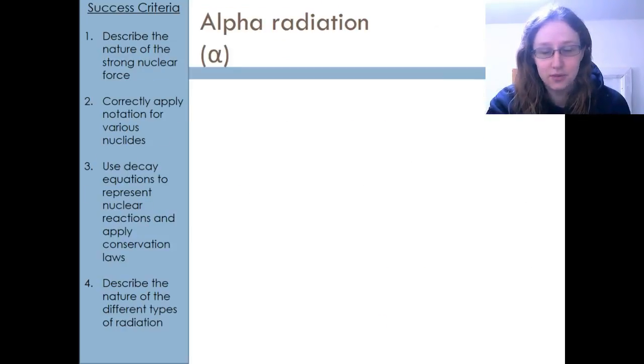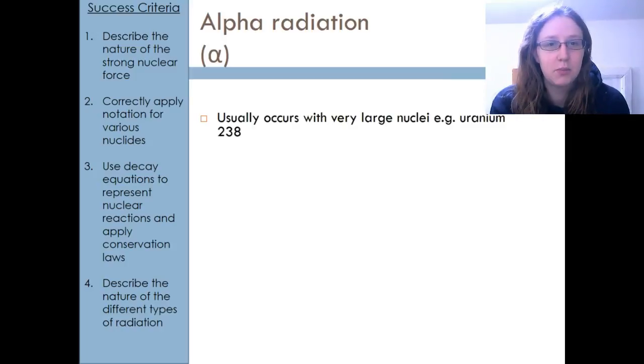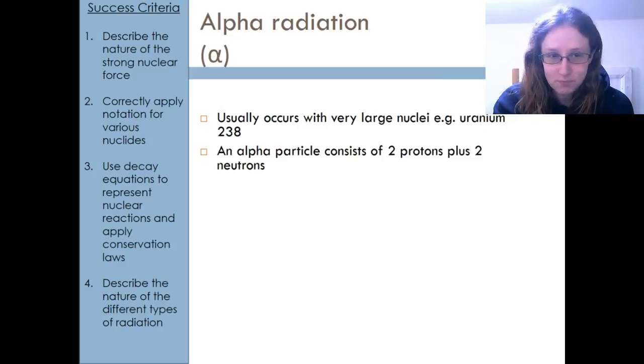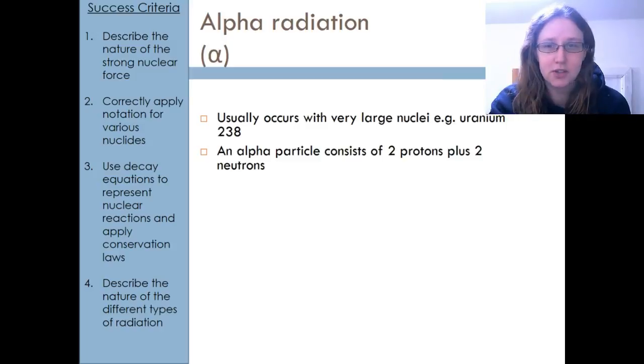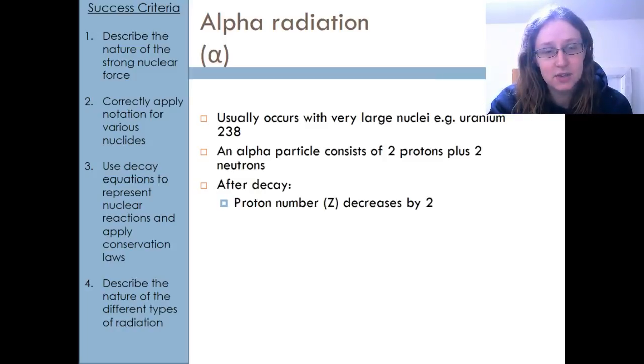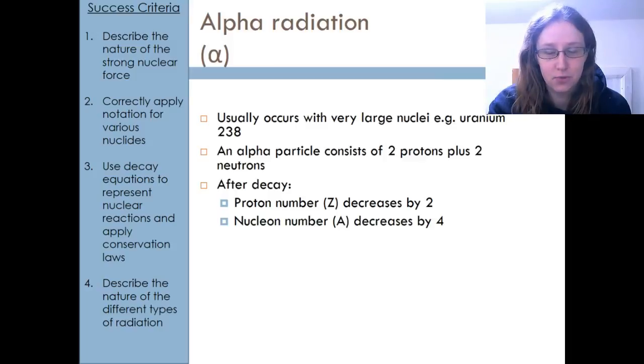If we start with alpha, alpha radiation normally occurs in big nuclei. So you're going to find alpha radiation when the nucleus is very, very large. It needs to make a significant change to make itself stable. An example would be uranium-238. We've already said an alpha particle is 2 protons, 2 neutrons, and after decay, the original nucleus is going to have its proton number decreased by 2 and its nucleon number decreased by 4.